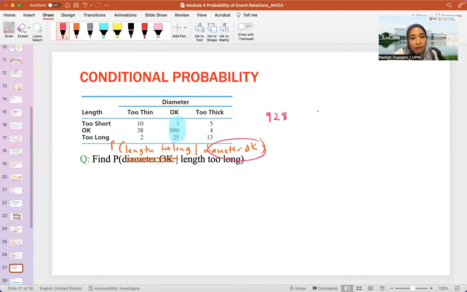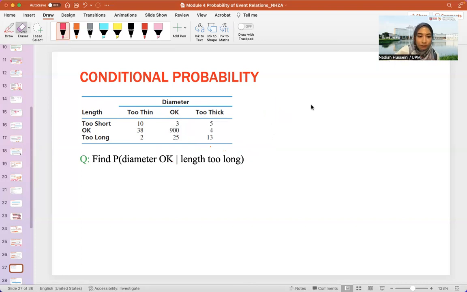Is it? Yeah, 9 to 8. So now I want to know from this sample space that I have already reduced, what is the probability of finding a length that is too long from this sample space? This is now our reduced sample space. So that's how you look at it. So reading this correctly is very important. You have to know which one is your limiting factor.